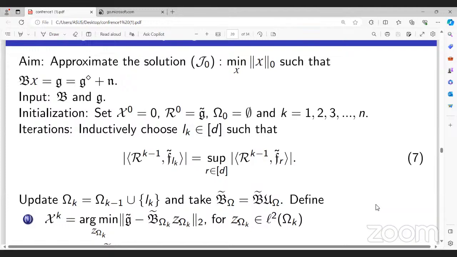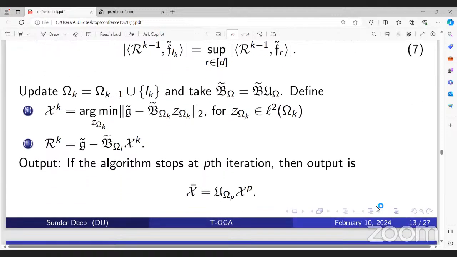Then we update Ω_k. This is nothing but Ω_{k-1} union {i_k}, and we take B tilde_Ω as B tilde U_Ω, where U is a pick matrix, a shift matrix. Then define x_k as the argmin of ‖g tilde minus B tilde_{Ω_k} z_{Ω_k}‖ over z_{Ω_k} in ℓ2(Ω_k). Then we update r_k as g tilde minus B tilde_{Ω_k} x_k. Then output: if the algorithm stops at the p-th iteration, the output is x bar equals U_Ω_p x_p.